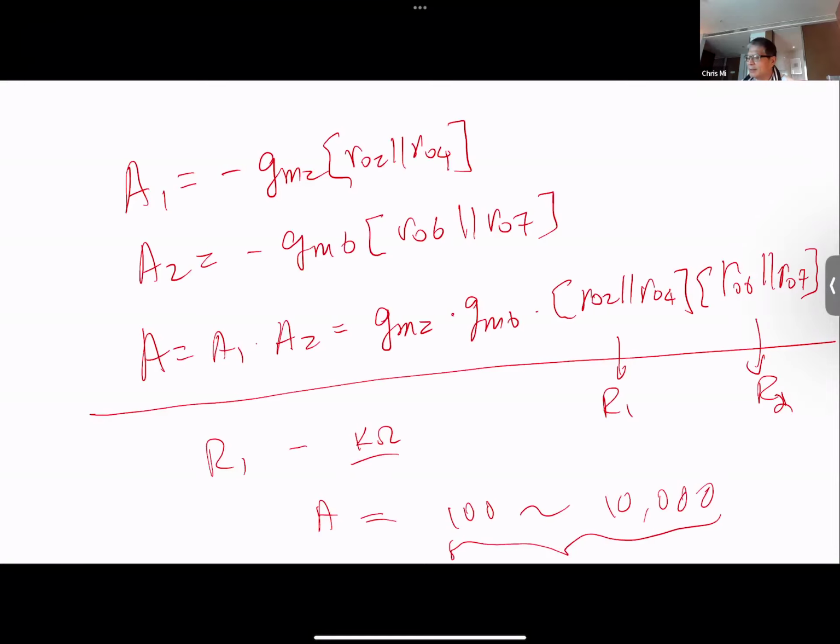So therefore, we have the gain derived, and we can now draw the equivalent circuit to derive the whole gain as a function. Now that mid-band gain, as I wrote in the previous slide, is this one here. So I want to rewrite it here. It's going to be GM2 times GM6 times R1 times R2. Okay. So we know that.